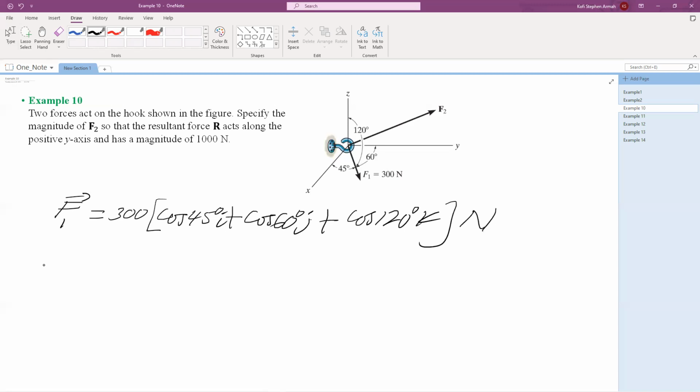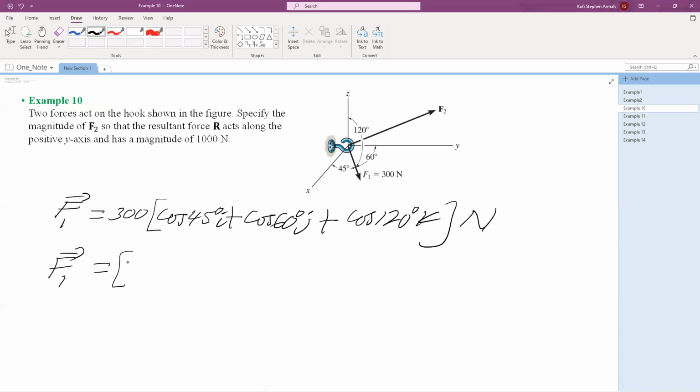You can leave it this way, or you can convert to decimal, or you can write it in exact form. Let me write it in the exact form because it's easy to do that. You can also write in decimal, but I'm going to go for exact. Cos 45 is root 2 over 2, and the 2 goes here.